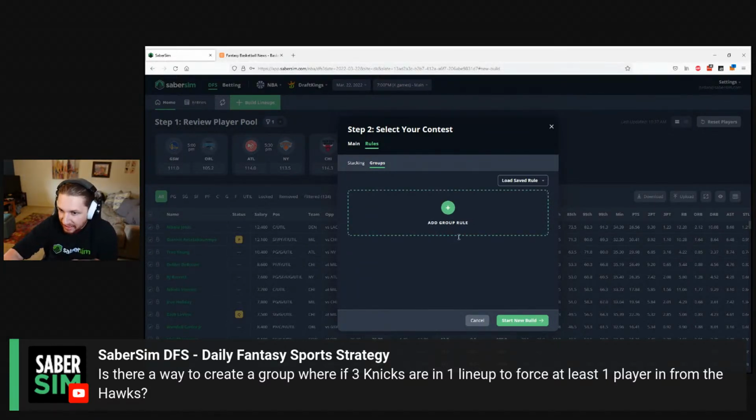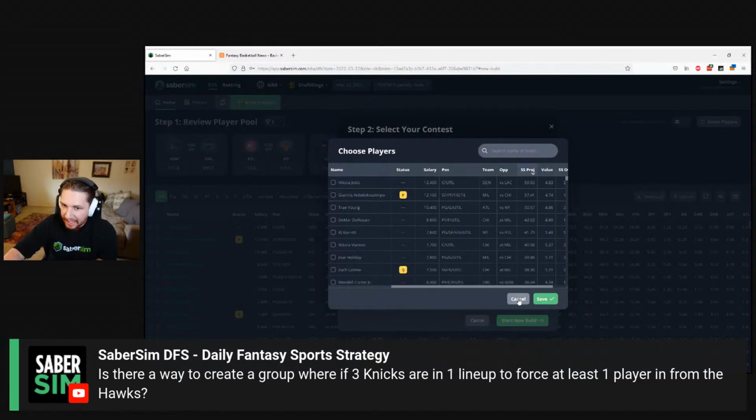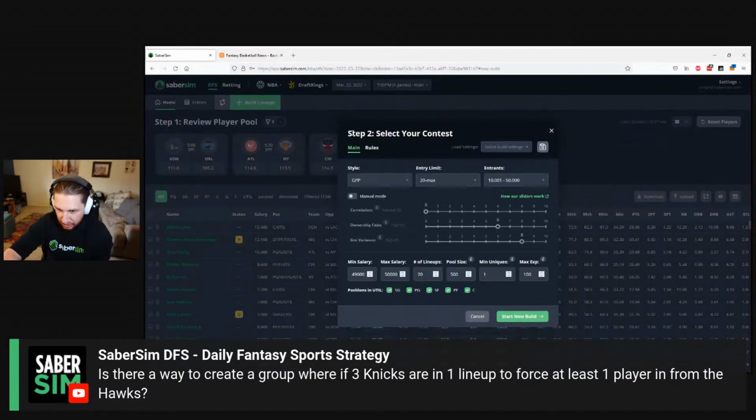Our grouping rules, you can say, you can group certain players together and you could potentially group all the players from the Knicks and Hawks together and say something like, max 4. And you can kind of get close, but you can't do the exact conditional thing that you're talking about here. One thing you can do is you can filter out lineups that don't follow your rules in step 3 if you would like to. So I'll show you what that would look like. So we can build some lineups here.